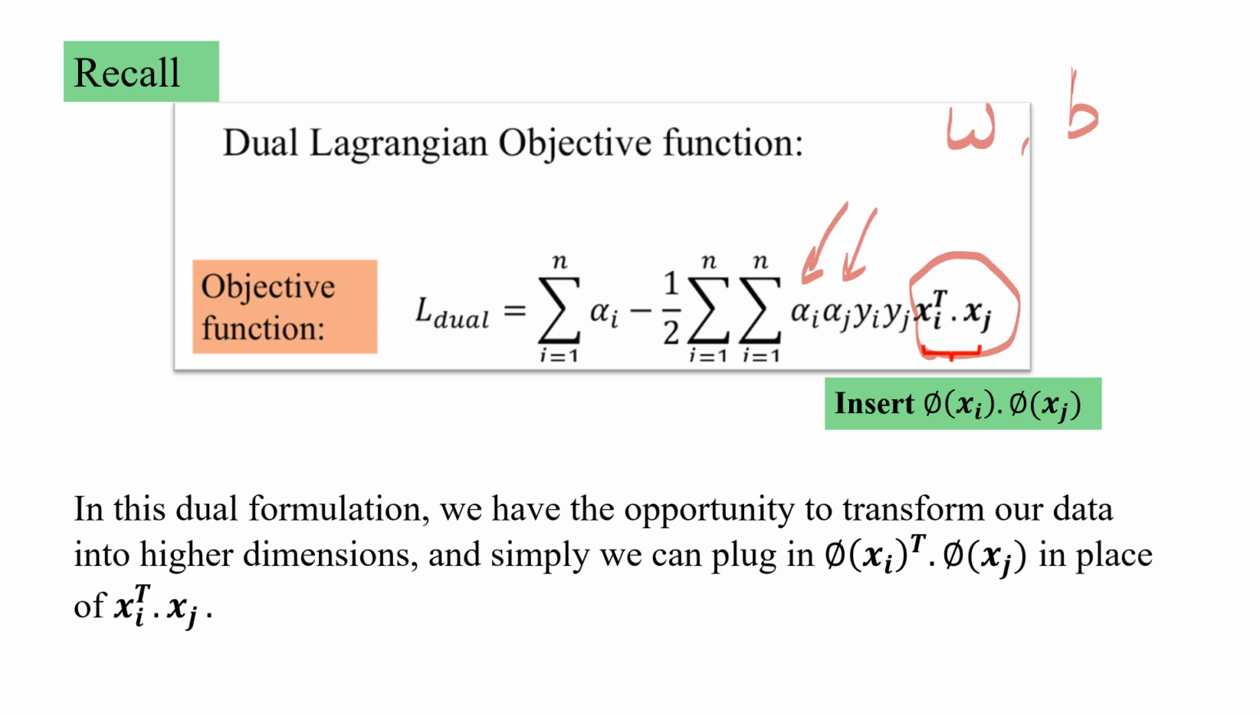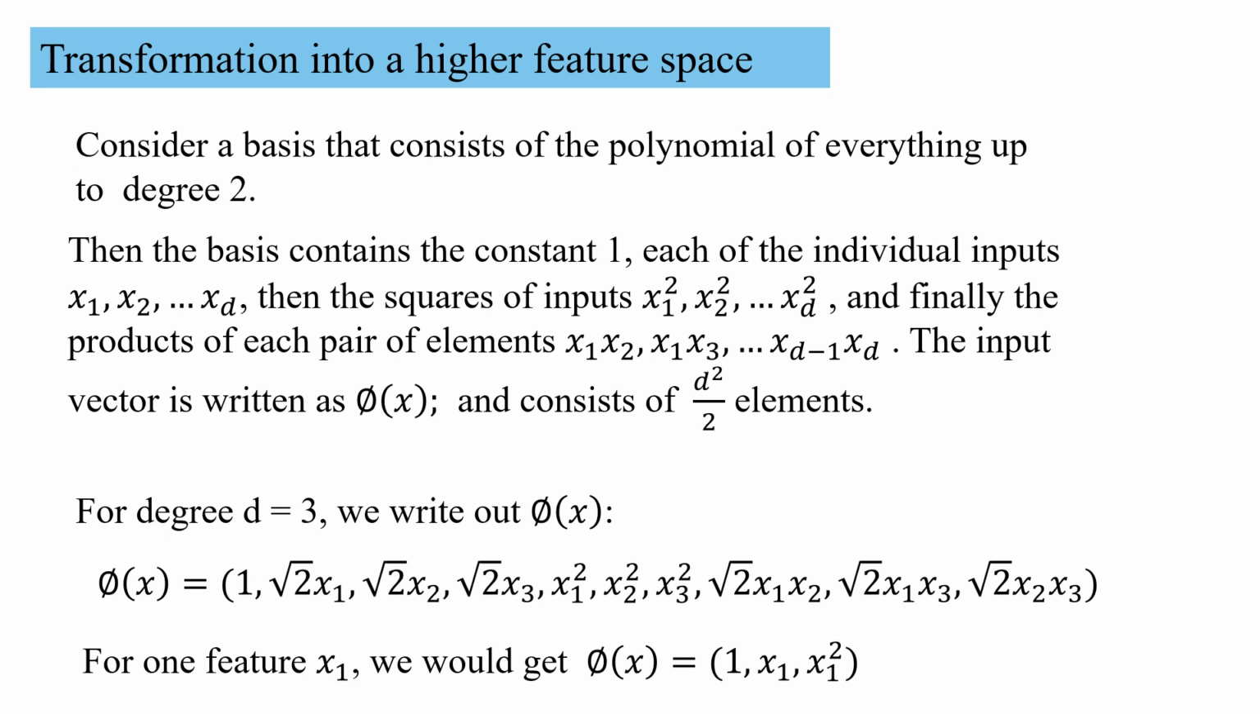So here we could plug in some transformed version of these x's. Suppose we find a transformation phi of the x, then instead of the inner product of xi and xj, we could plug in phi xi, phi xj. So this is another advantage of this dual formulation, that it allows us to plug in any transformation of the vectors. We have this opportunity to transform our data into high dimensions and simply plug in place of xi, xj. So how do we do this?